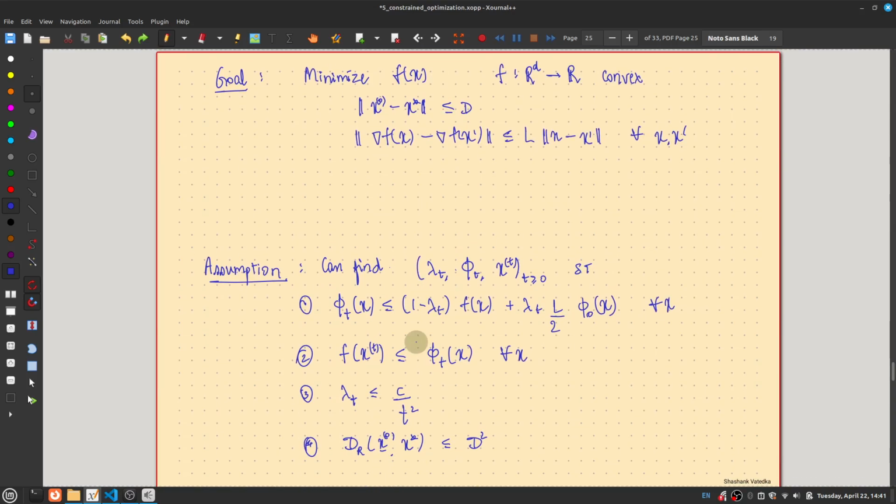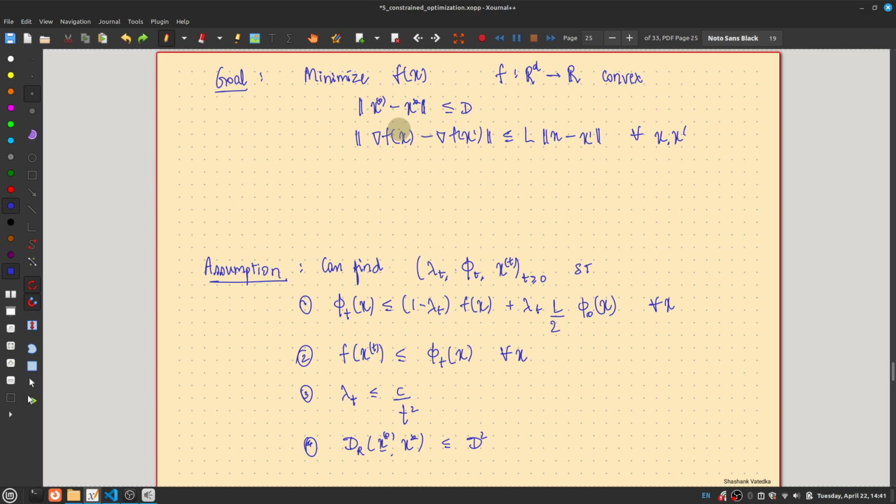So first, we'll just do a very high level analysis of the convergence rate of this particular algorithm to see why, suppose that we can actually guarantee these conditions, phi t of x is bounded from above and below by these functions, then in fact you get this promised rate of convergence. All right.